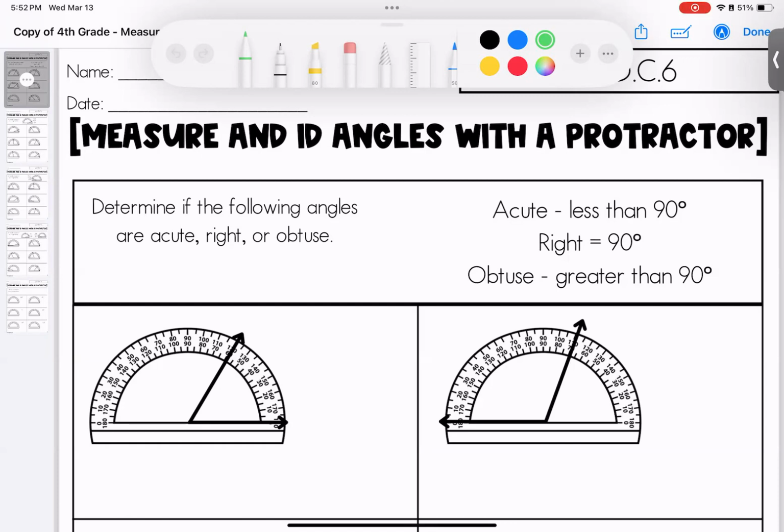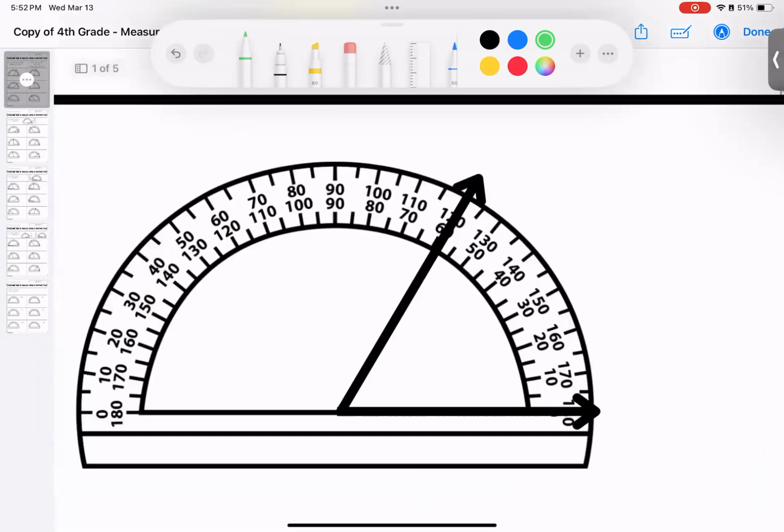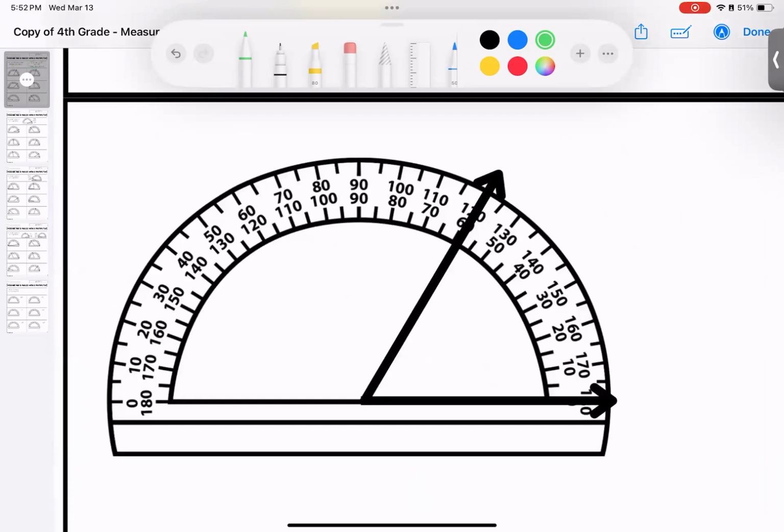So, for this first page, we have to decide whether or not we have acute, right, or obtuse angles. Here is our reminder of what they are. Remember, we have acute, little grandma, the right way to eat at the dinner table, and an obtuse vacation for one. Make sure that you're looking to see what side the zero is.